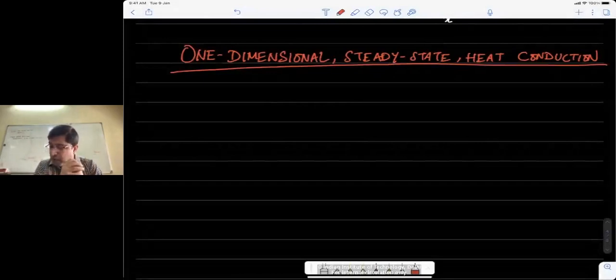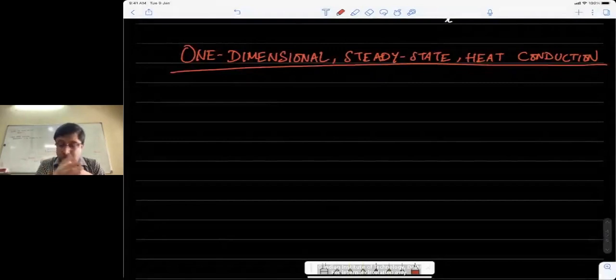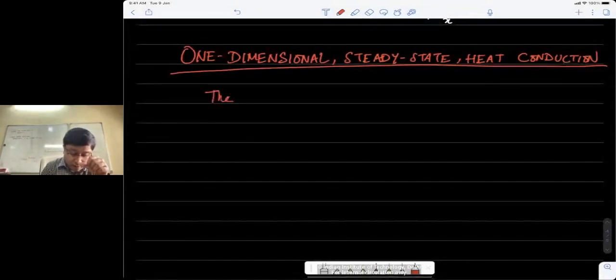This is actually one of those very important scenarios which we cover, and which is very informative and also helps us build some physical intuition. That is the most important. So we'll start with the case of one-dimensional heat conduction in a plane wall.